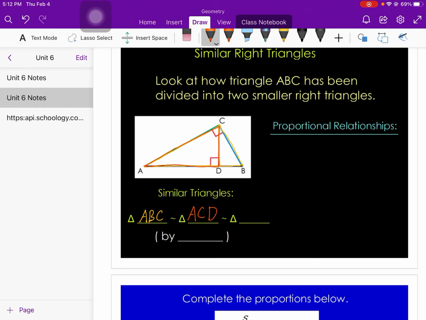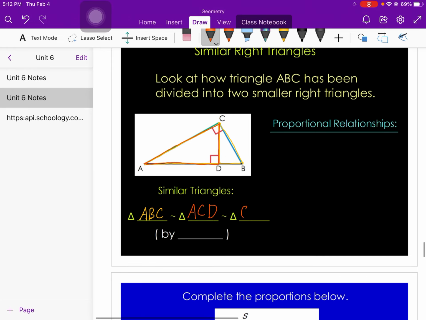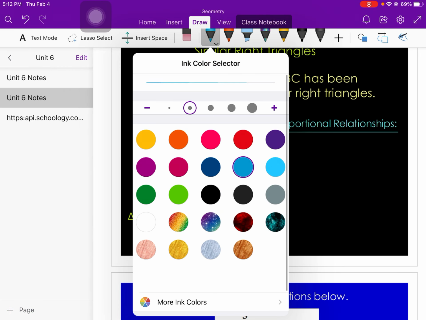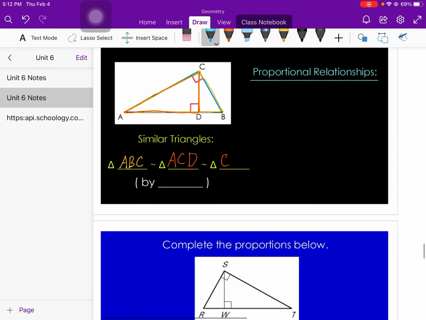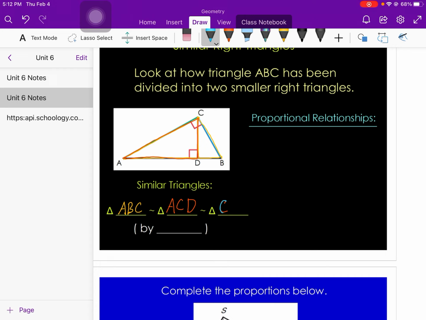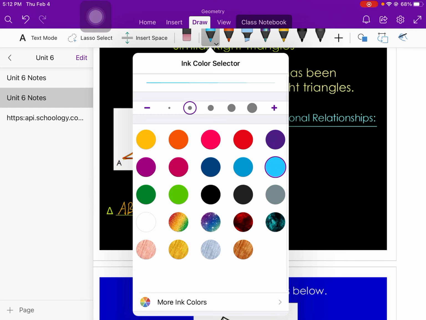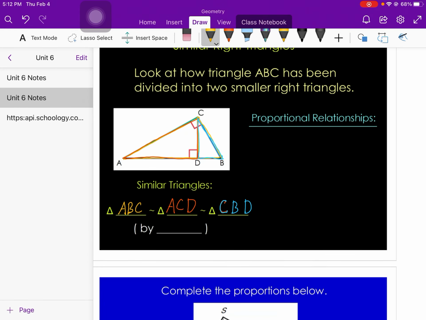And now the last one can be a little tricky. So it's going to be C, because that's the highest point. D goes last, and then B, which is this small triangle right here. So there's three triangles, and the proportions that we set up vary depending on which triangle we're looking at, but they are all similar by angle.